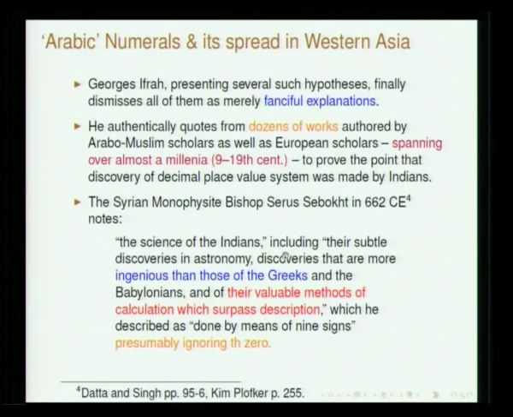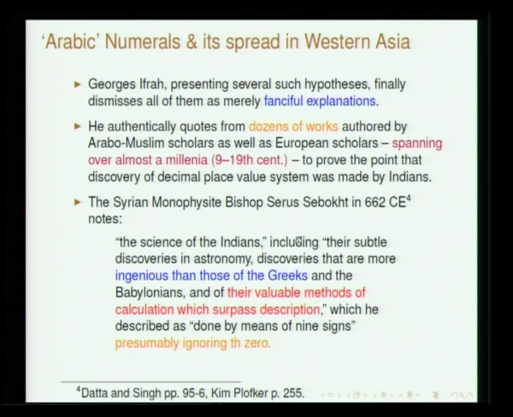Okay. So finally, Ifra says that most of the explanations that we find are all fanciful explanations, and therefore we need to trace back and not simply rely on these kind of explanations. Having quoted from dozens of works, both from Islamic astronomers as well as European scholars, he finally comes to the conclusion, as I was saying before, that it is surely of Indian origin.